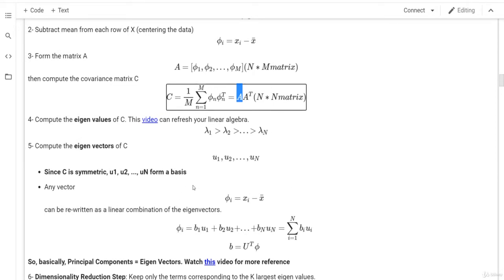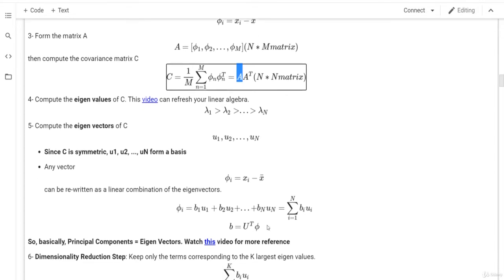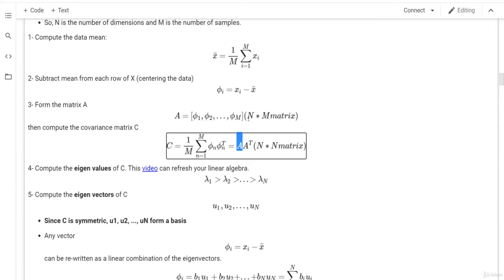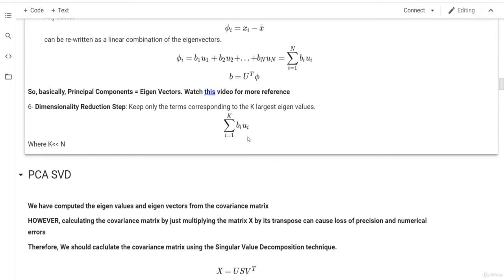So what I'm trying to say is that if we compute the covariance matrix like this, and then get the eigenvalues and eigenvectors, and use all the vectors to rebuild the data, then you will see that we have some errors, even though we didn't really do any dimensionality reduction. So we should calculate the covariance matrix using another technique. Instead of multiplying the matrix by itself, we will use a linear algebra technique called singular value decomposition.